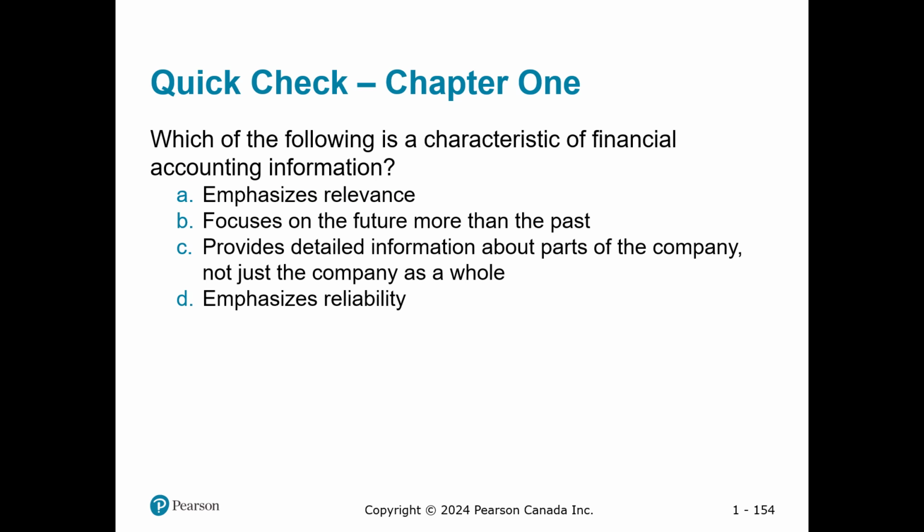Which of the following is a characteristic of financial accounting information? A, emphasizes relevance. B, focuses on the future more than the past. C, provides detailed information about parts of the company, not just the company as a whole. And D, emphasizes reliability. And the answer is emphasizes reliability. Relevance is about managerial accounting. Focusing on the future, managerial accounting. Financial accounting focuses on the past. And detailed information about parts of the company, financial accounting is all about consolidation.